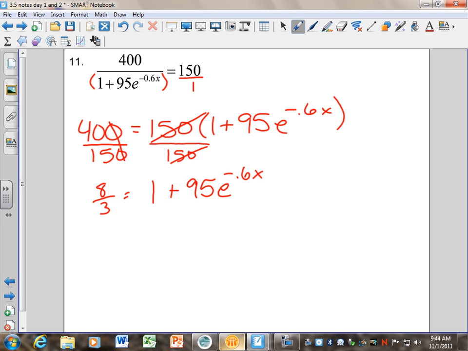And again, there's just a whole lot of algebra going on here. I need to get e by itself, so what am I going to do? Right, I can't do ln until I get that e by itself. So I'm going to subtract 1. I'm going to divide by 95. And then that's how I'm going to get it by itself. So when I subtract 1 from that, 8/3 minus 3/3 would be 5/3.